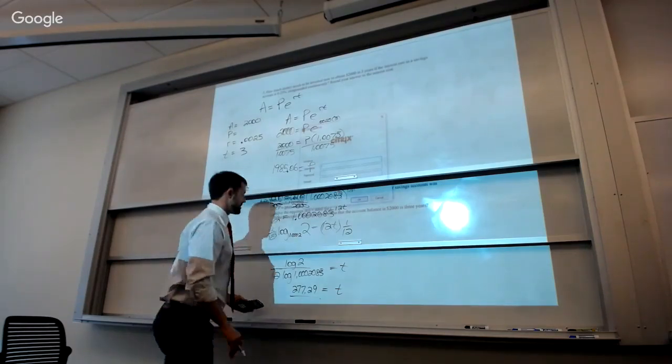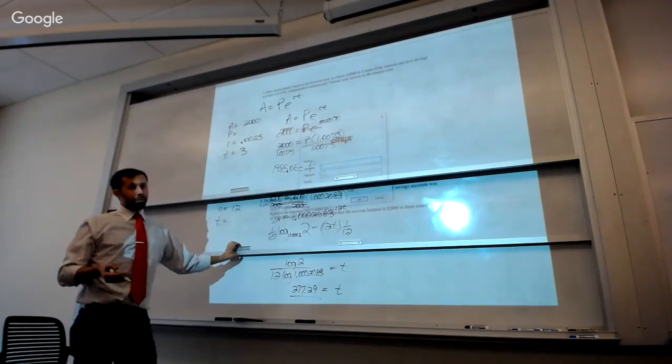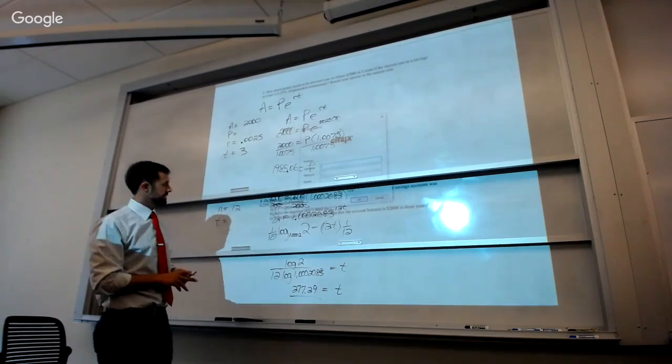Now, why did it take so long? Because this is such a terrible interest rate. The interest rate is 0.1%. It's like nothing. So 277 years, long time to wait for $2,000.